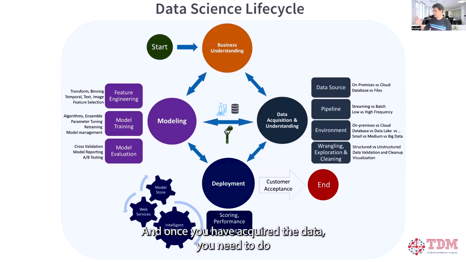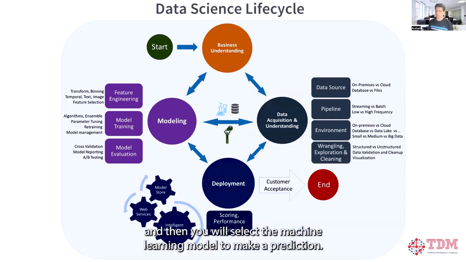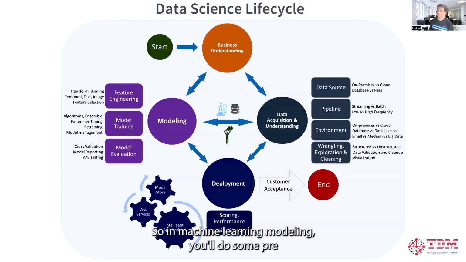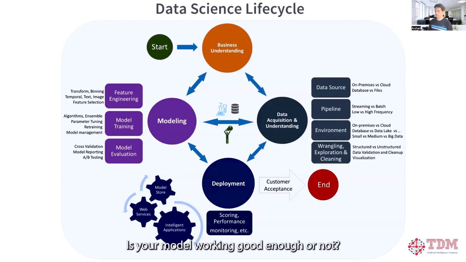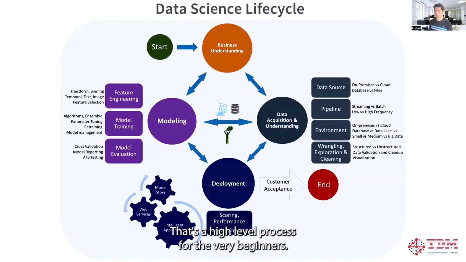And once you have acquired the data, you need to do some wrangling, exploration, cleaning, some visualization, and then you will select the machine learning model to make a prediction. So in machine learning modeling, you'll do some feature engineering, model training, and model evaluation. And once you are done with that, the last part will be scoring and performance of the model. Is your model working good enough or not? That's a high-level process for the very beginners.